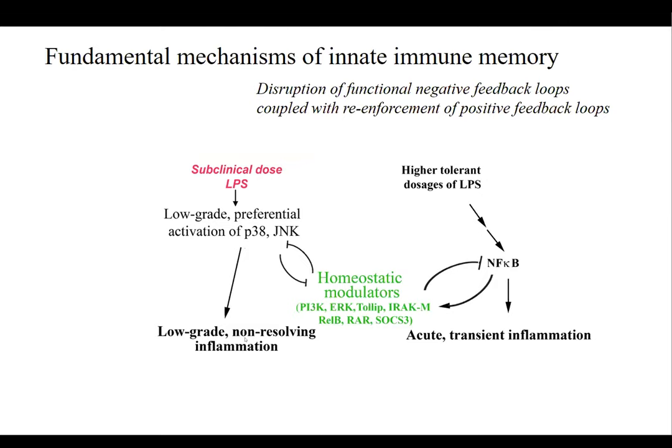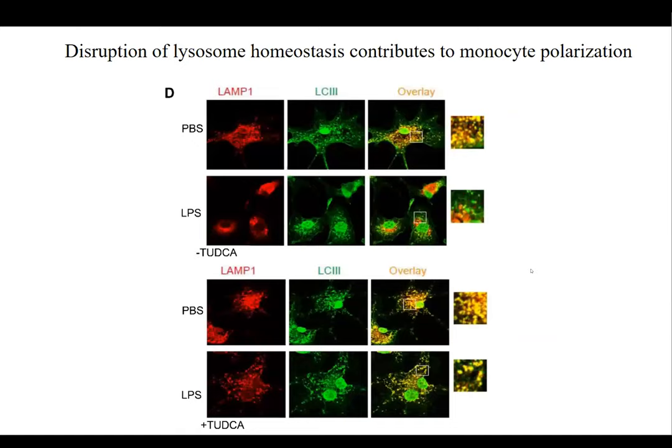In contrast, with higher dose endotoxin persistent stimulation, initially we drive NF-kappa-B, and then the robust induction of NF-kappa-B and others can induce these negative regulators. Those negative regulators come back as negative feedback and then cause tolerance and eventually exhaustion. So we believe that happens at multiple levels and in an integrated fashion.